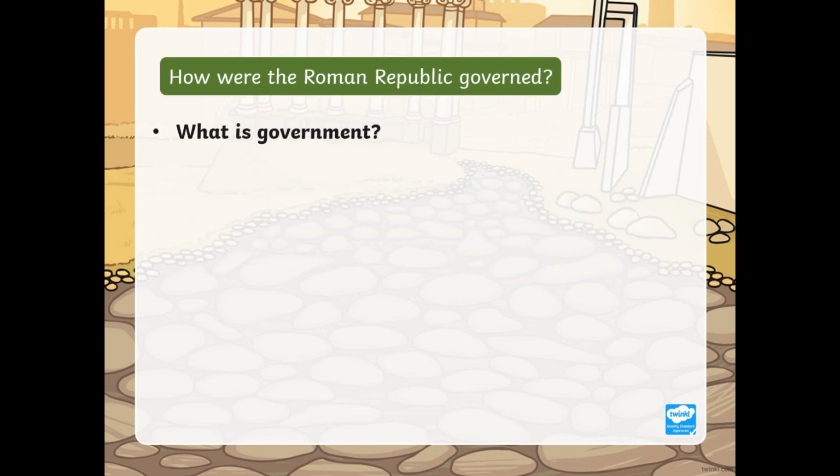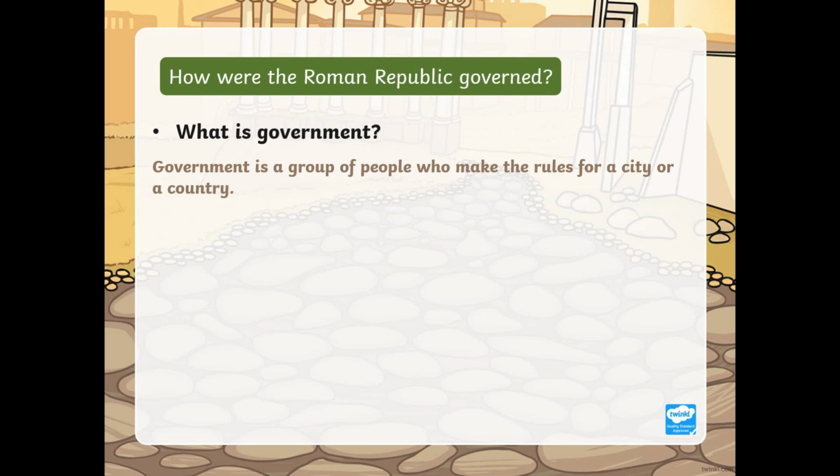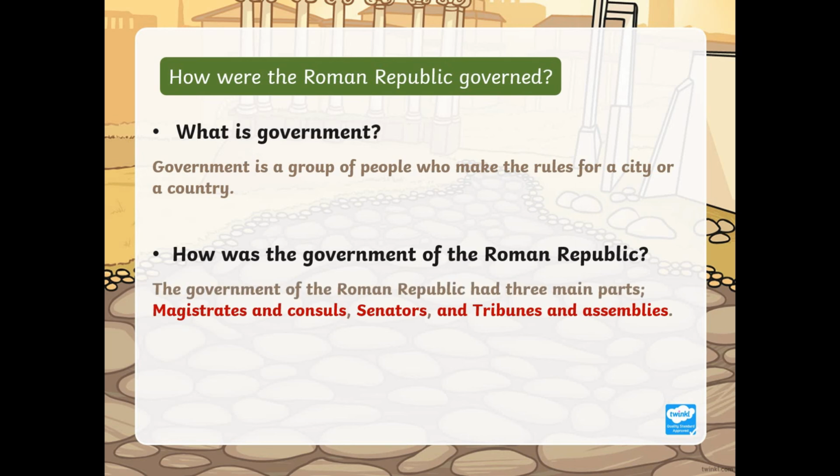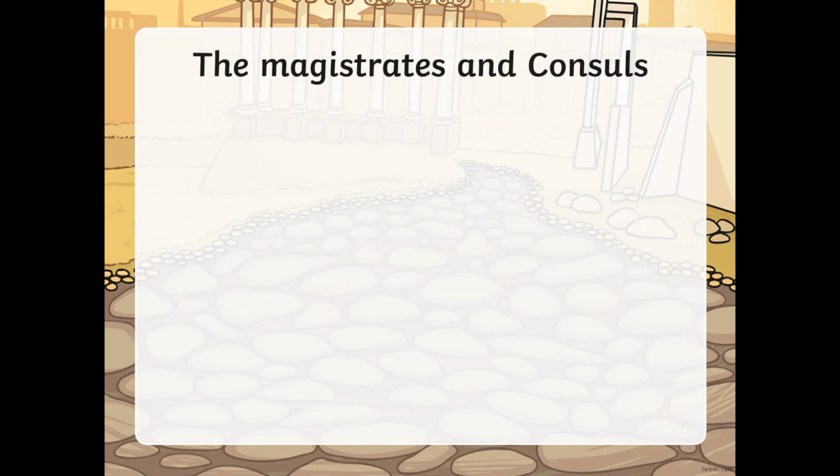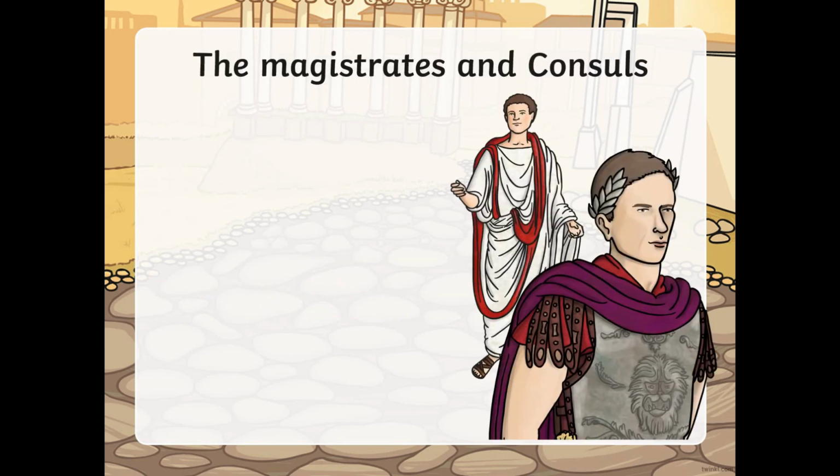Okay, what is government? A government is a group of people who make the rules for a city or a country. How was the government of the Roman Republic? The government of the Roman Republic had three main parts: magistrates and consuls, senates, and tribunes and assemblies. Now let's take a close look at each part of the government individually. First, the magistrates and consuls.